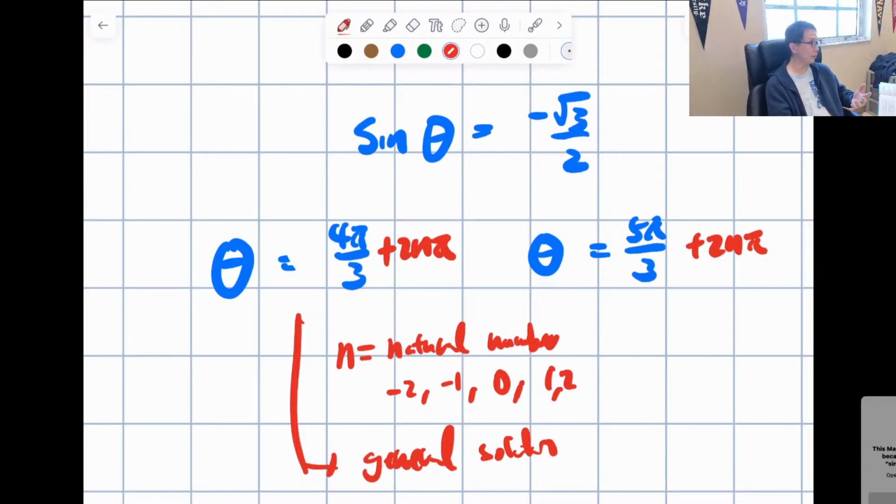-3 over 2. Thank you. It's the same thing, right? Because you plus 2 pi on 5 pi over 3. Can I say the same thing for, I don't know, 119 pi over 3? That's the same thing. So there's an infinite amount of values.